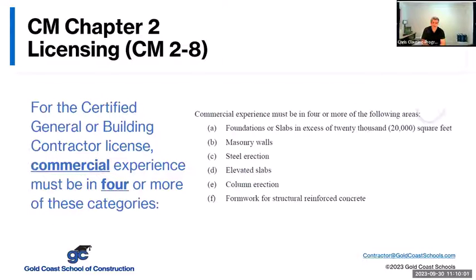For the certified general or building contractor's license, you have to have experience in a minimum of 4 of these structural categories. So you don't have to have this on every project. You have to have this on 4 of these combined with all the projects that you're listing on your application. So foundations or slabs in excess of 20,000 square feet, masonry walls, steel, elevated slabs, columns, or formwork. So again, those are the requirements for certified general or building licensing.